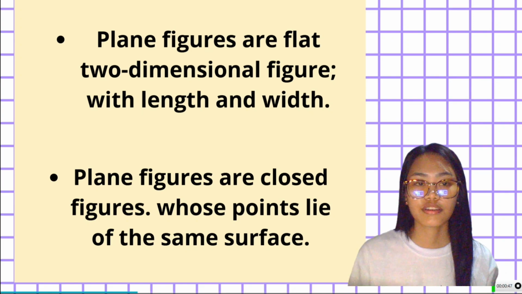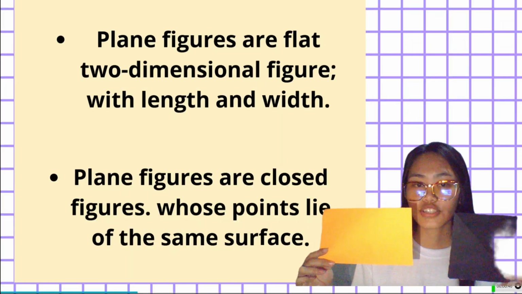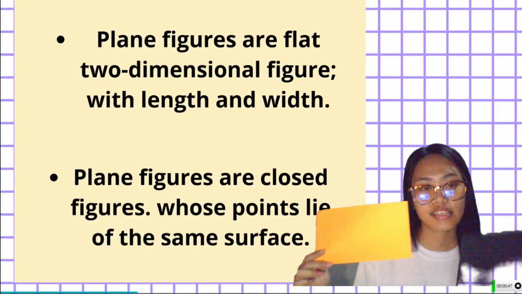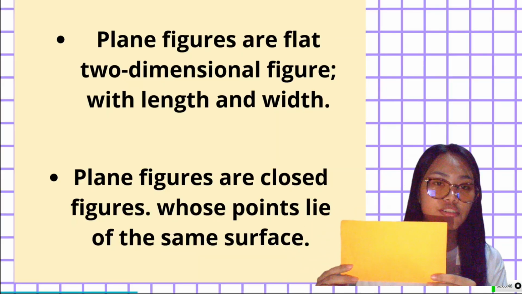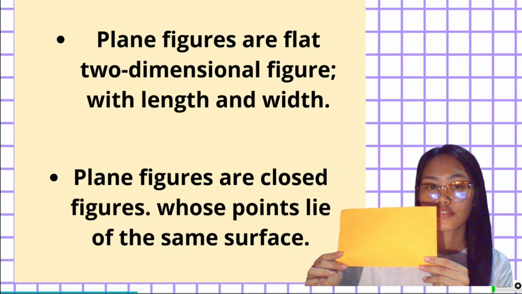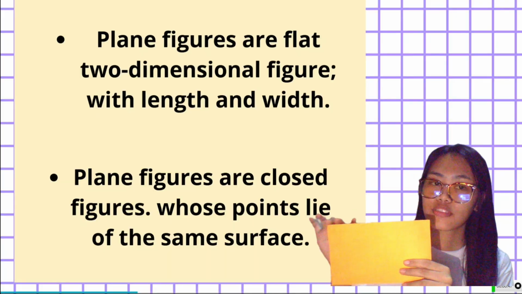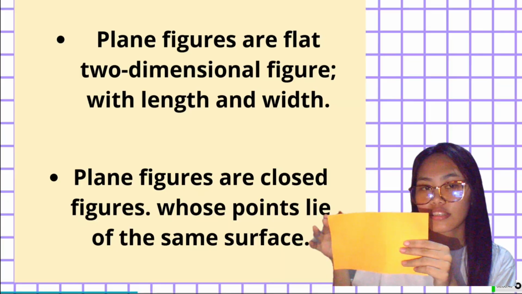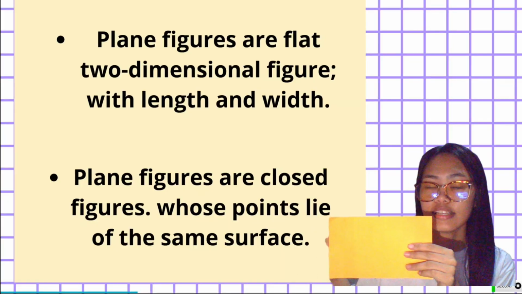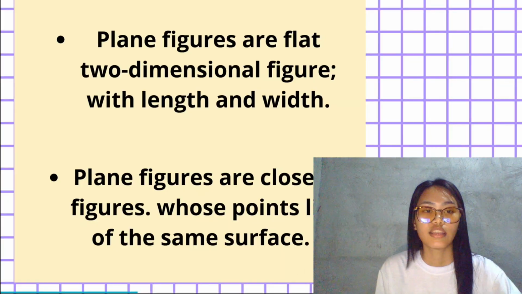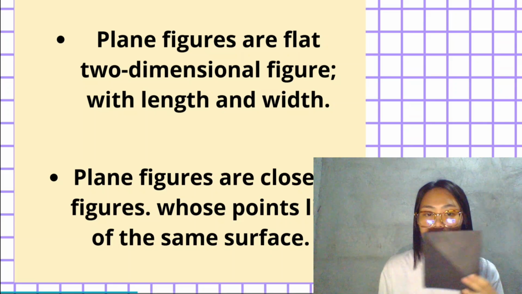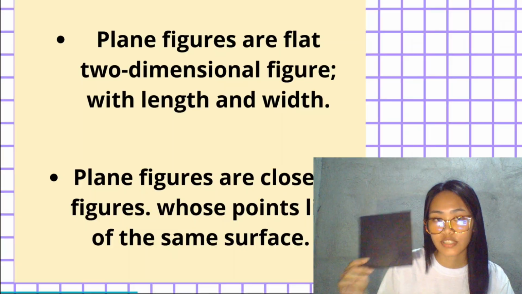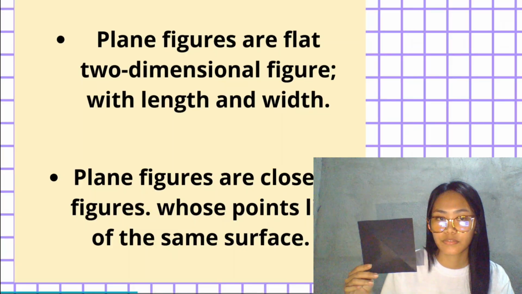So I have here shapes. These shapes are examples of plane figures. Why is it so? It is because these shapes have two dimensions. The longer side of this rectangle is the length, while the shorter side of the rectangle is the width. Now for the square, the length and the width are equal. So the length and width of the square are the same size.